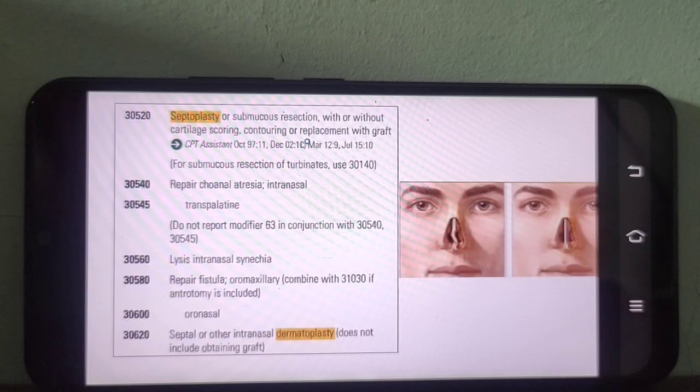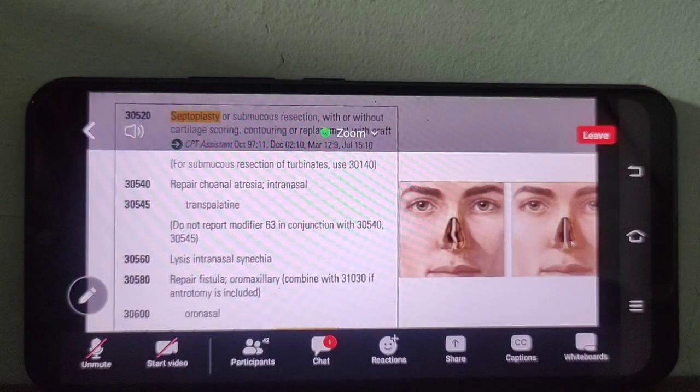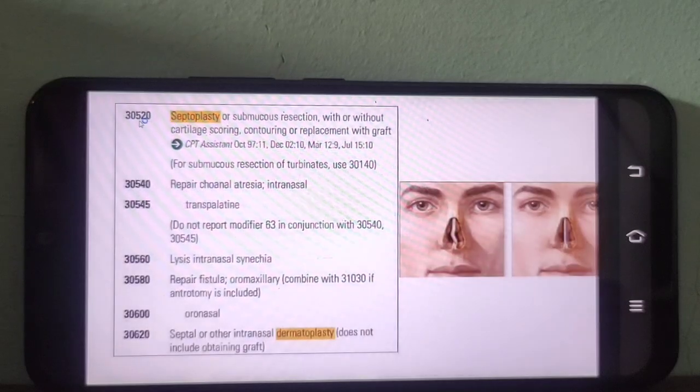Then septoplasty. Septoplasty means, see that this is a deviated septum, and this is our normal septum. Correction of the septum, go for 30520.